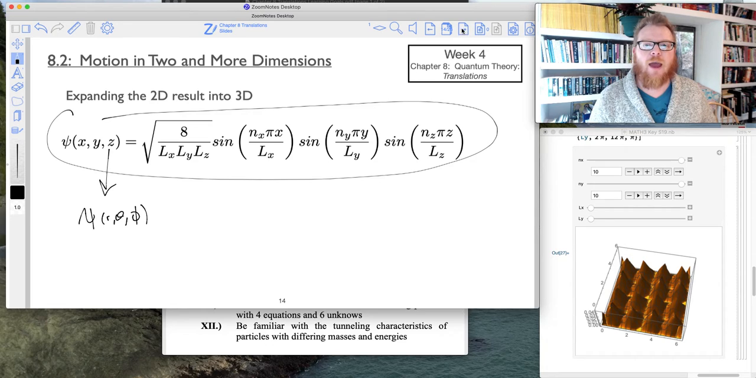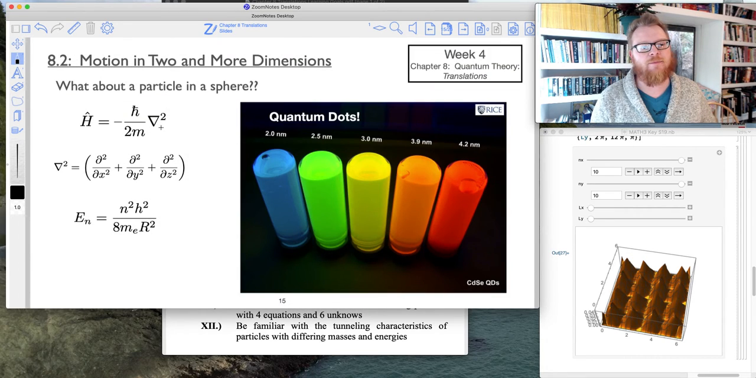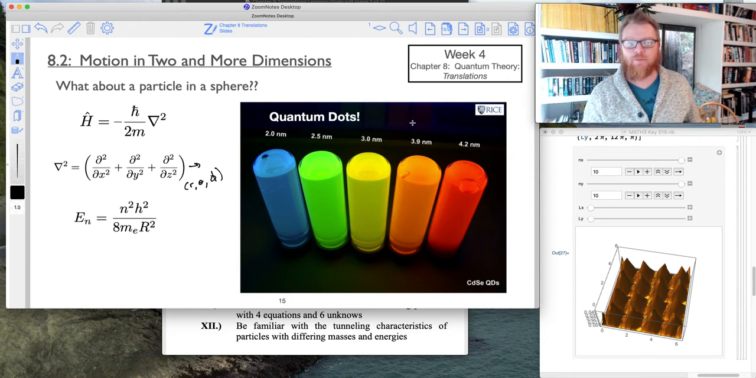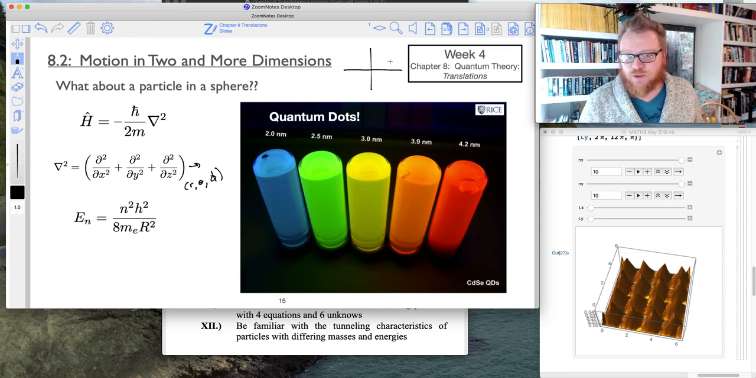All right. And when you do that, this del squared right here, that's showing me the 3-dimensional second derivative operator. If I expand this into r, theta, and phi, then instead of doing a particle in a box, I can describe a particle in a sphere, which is a lot more physically practical.